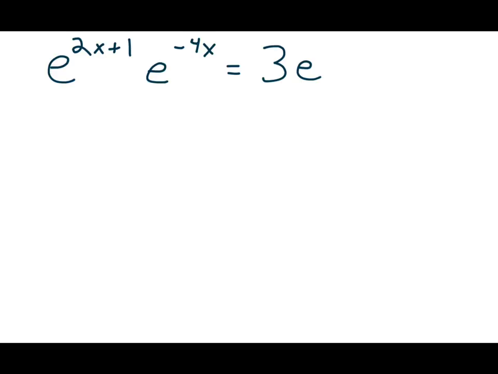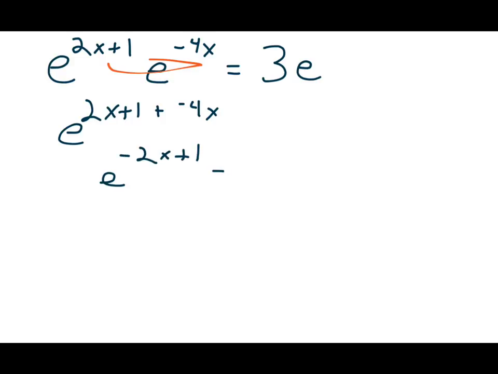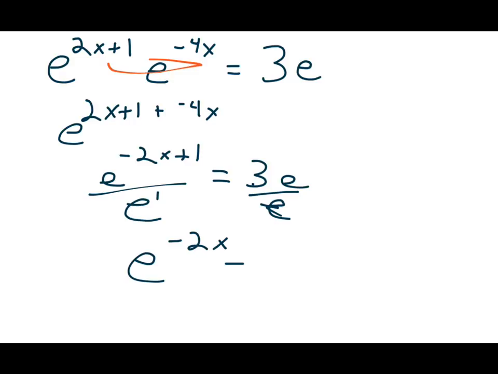So to combine these first two here, since they're multiplied together, we add the exponents. So it's going to be e to the 2x plus 1 plus negative 4x, which is e to the negative 2x plus 1, equals 3e. Then, if we divide both sides by e, that would be like e to the first power, and we subtract to combine those, so we have e to the negative 2x equals 3.